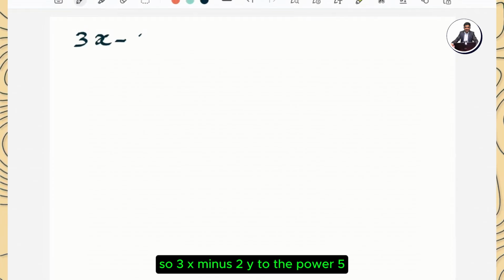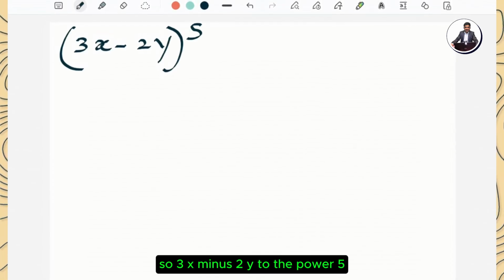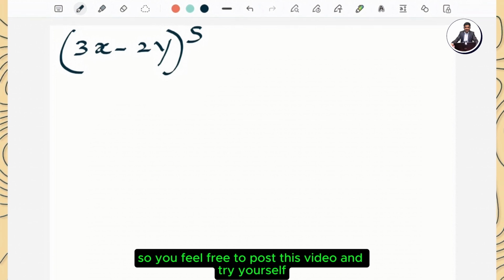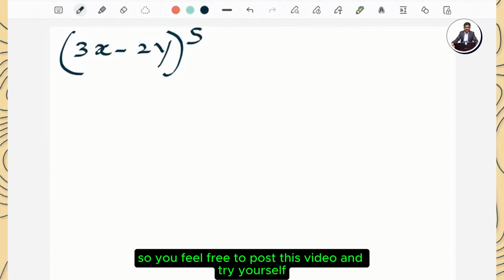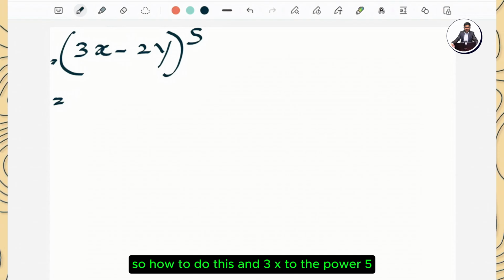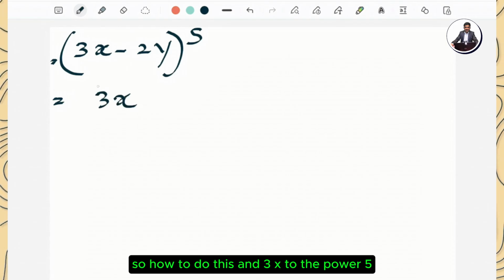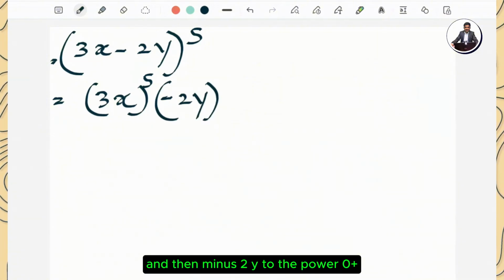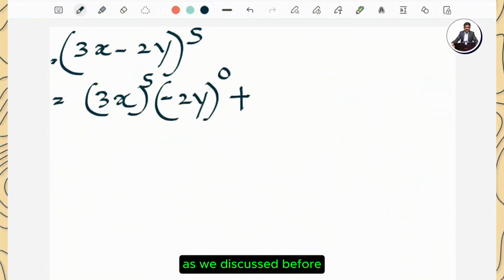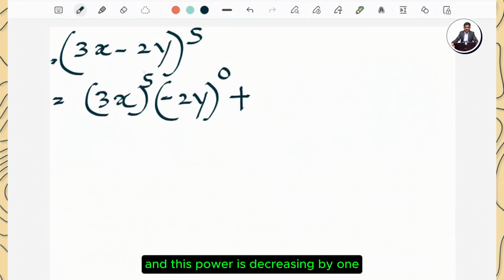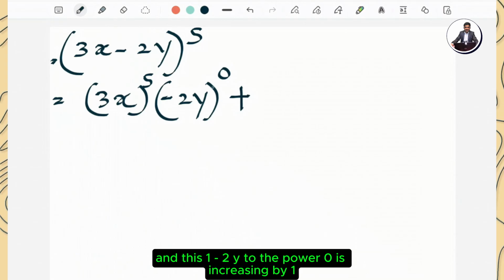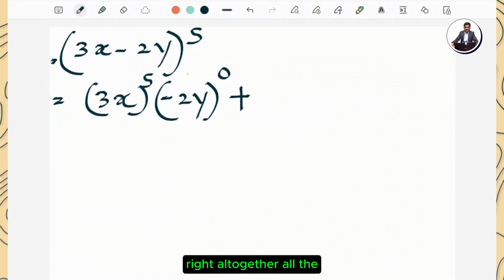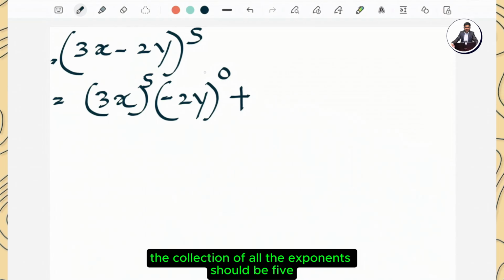So, 3x minus 2y to the power 5. Feel free to pause this video and try this one yourself. So how to do this? We have 3x to the power 5 and minus 2y to the power 0, plus, as we discussed before, this power is decreasing by 1, and this one, minus 2y to the power 0, is increasing by 1, right? Altogether, all the exponents should add up to 5.